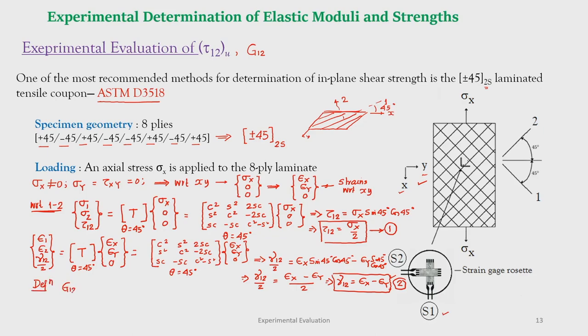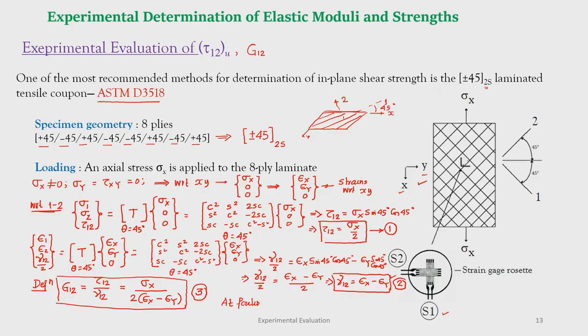we know G 1 2 is equal to tau 1 2 by gamma 1 2. So, if we use these equations 1 and 2, then we get G 1 2 is equal to sigma x divided by 2 into epsilon x minus epsilon y. So, knowing sigma x, knowing epsilon x, knowing epsilon y, we can find out what is G 1 2.